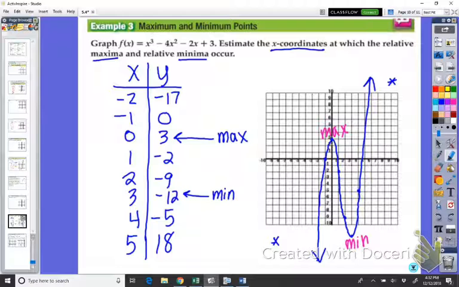Its highest point on the curve occurs at 3. So you can see that. That's your max. And then the lowest point is down here. It kind of goes off your graph a little bit, but the lowest y value is a -12. So that's your minimum value. So at what x coordinates is that? Your correct answer would be that it occurs when x is 0 and when x is 3.